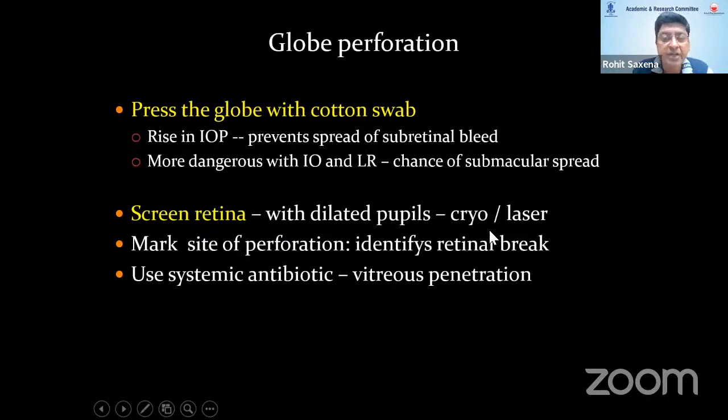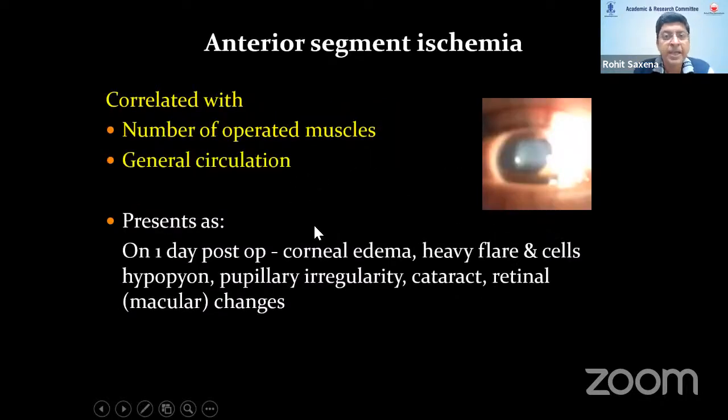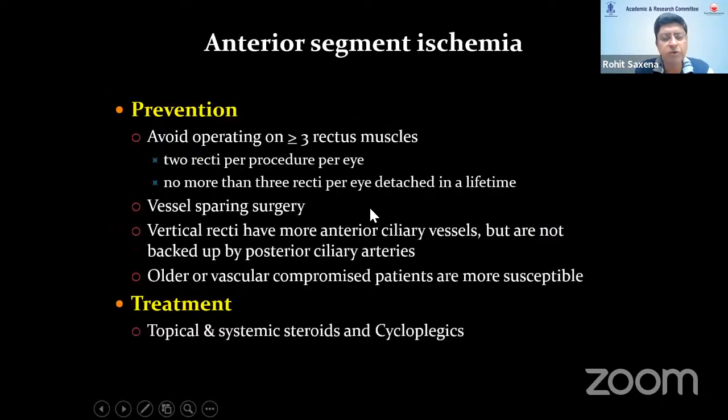Cryo used to be the earlier modality. Now, of course, you can do a laser. Anterior segment ischemia occurs if you operate on 3 or more muscles. On the first day post-op, you'll start seeing corneal edema and flare cells. It's, of course, important not just the 3 or more muscles, but also the general health of the patient. Patients with medical problems, hypertension, and diabetes anyway have atherosclerotic vessels, so may be more prone to anterior segment ischemia.